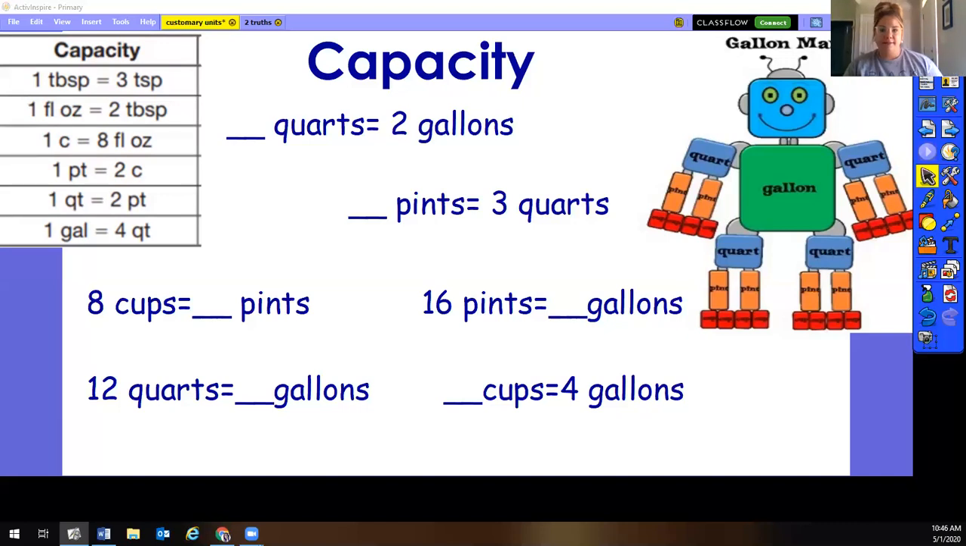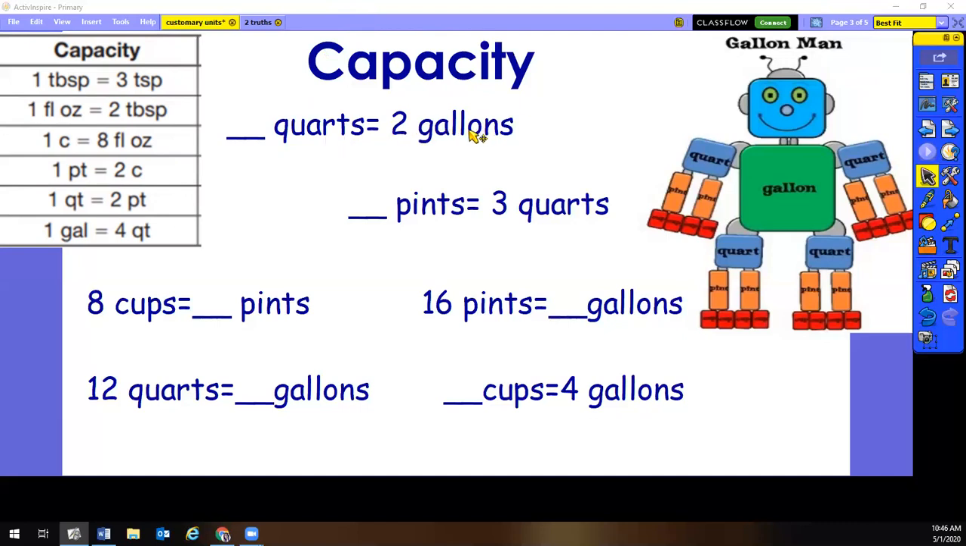All right, so let's get to work on this chart. Let's convert these things. So this first one, instead of comparing greater than, less than, or equal to, like we did with time, we're actually just going to do the conversions and tell all of them are going to be equivalent, okay?